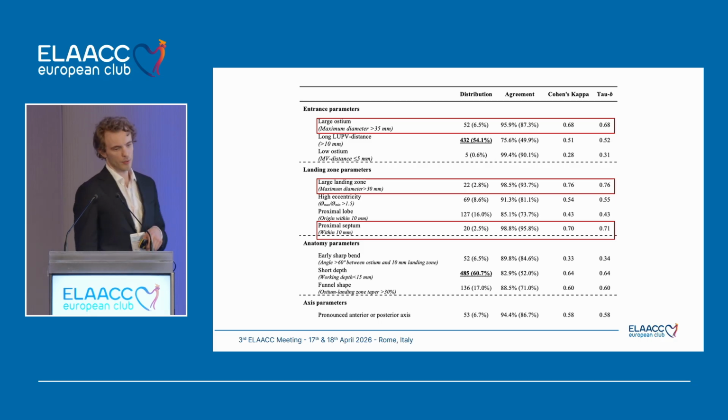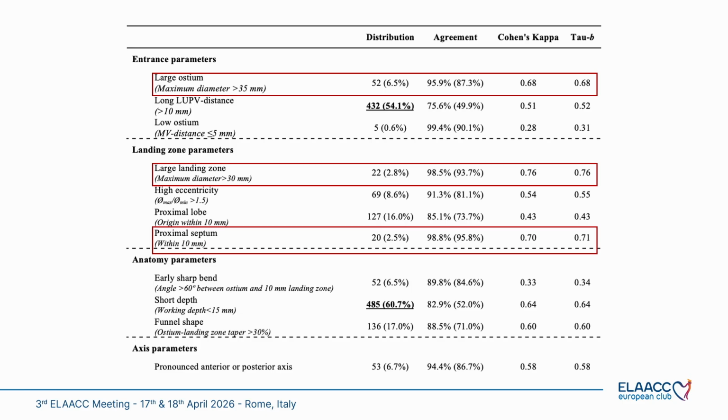In this table, we see the distribution of the ELAACC parameters in the population based around the mean measurements from the raters. The first thing we see in the distribution column is a great disparity in the distribution of the individual parameters. Some parameters, including the long Coumadin range and a short working depth, are prevalent in more than 50% of included patients, while others, such as the low ostium, indicating the short distance from the low takeoff of the ostium to the mitral valve annulus, are very rare.